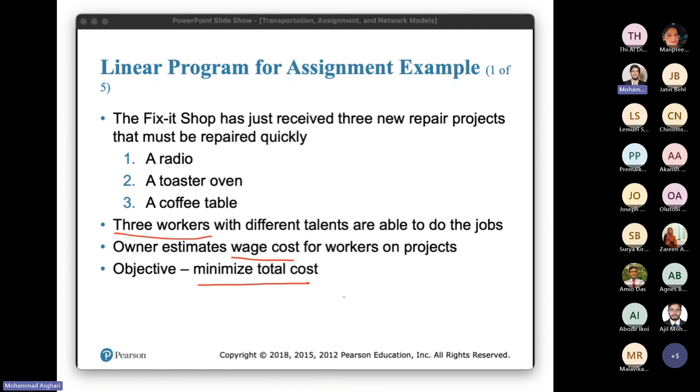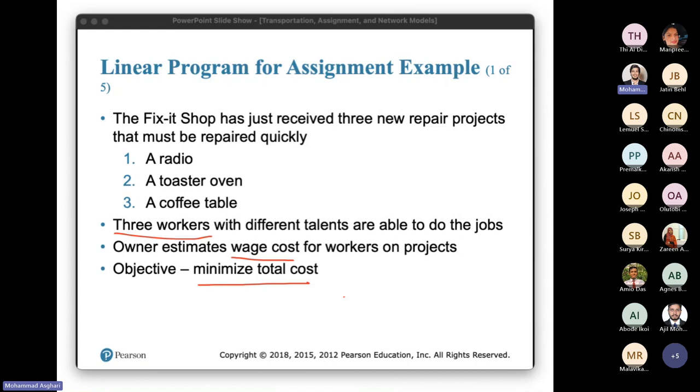It's very important that we consider this issue. But what is the problem? We have three items: a radio, a toaster oven, and a coffee table. These are broken, and we need to repair them. This shop has workers at different experience levels, and we want to minimize the total cost of assigning people to these three projects.